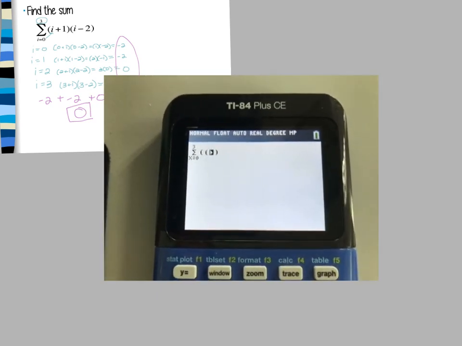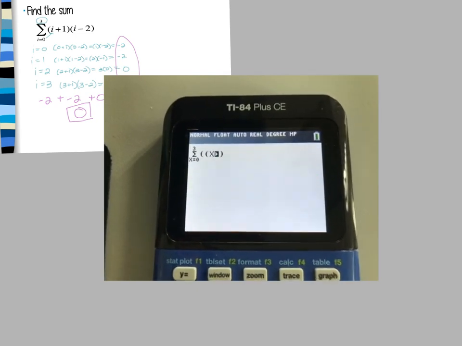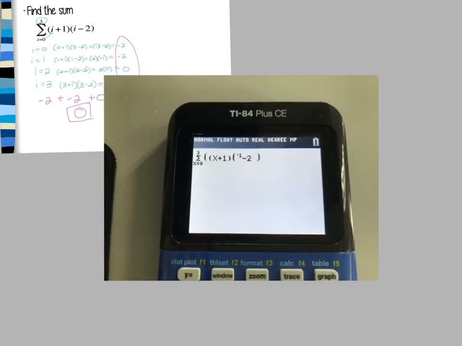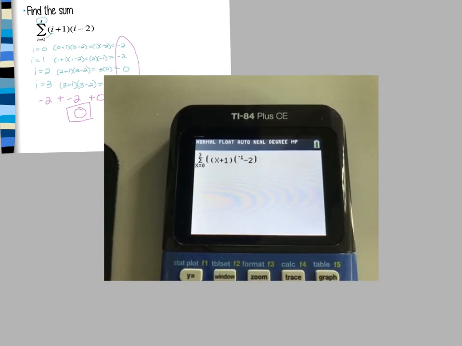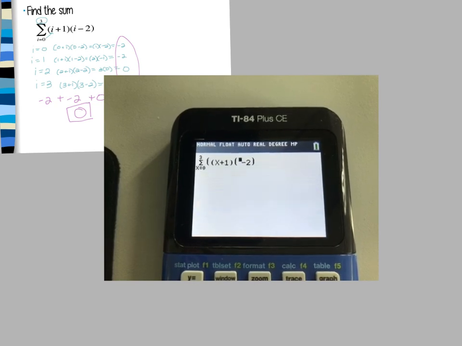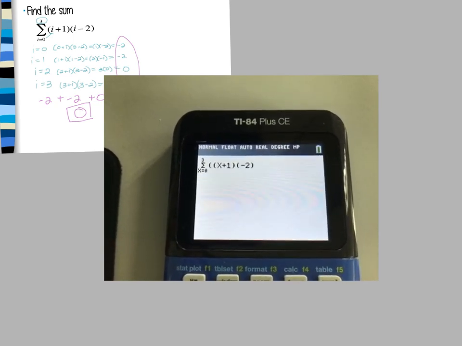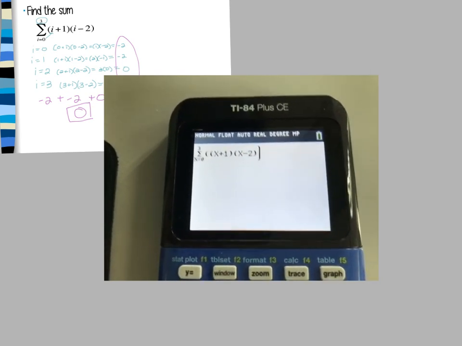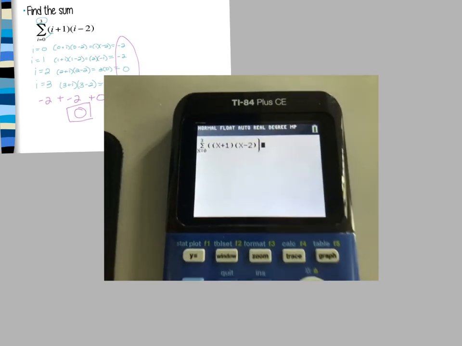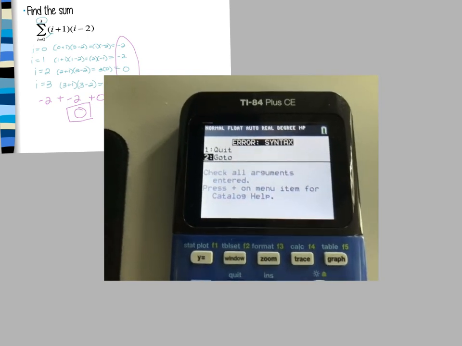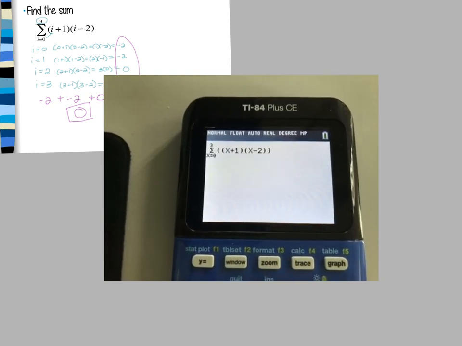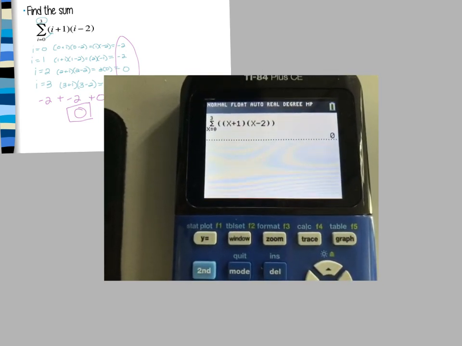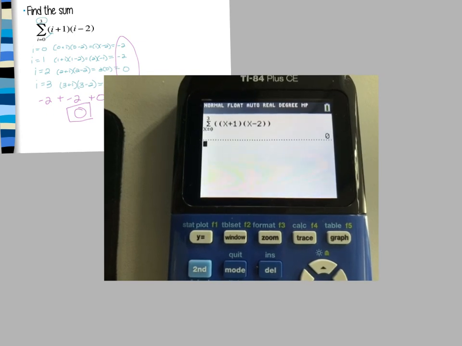Now I've got to group together the X plus 1 and the X minus 2 because I want it to multiply the expressions first. Anyways, I hit enter. There, I got 0, which is our answer, right? So you can check any summation ones using this, okay?